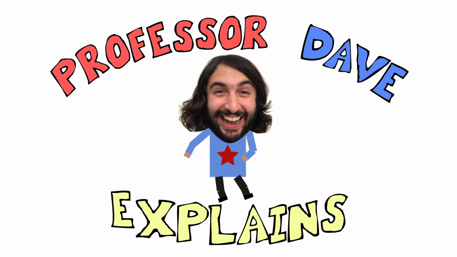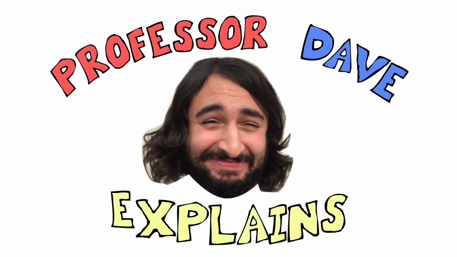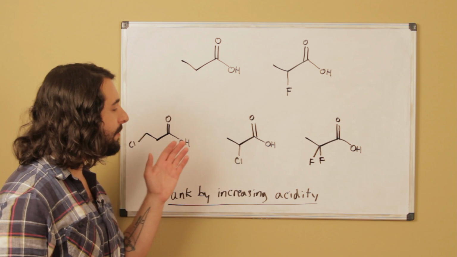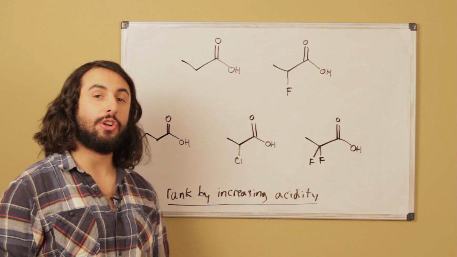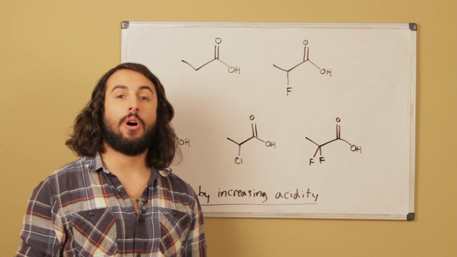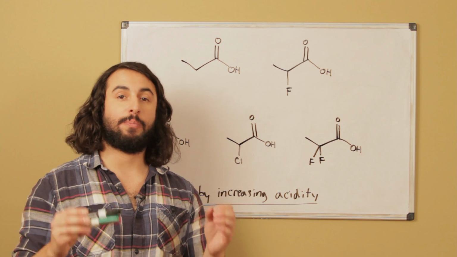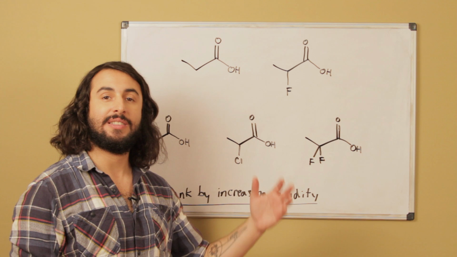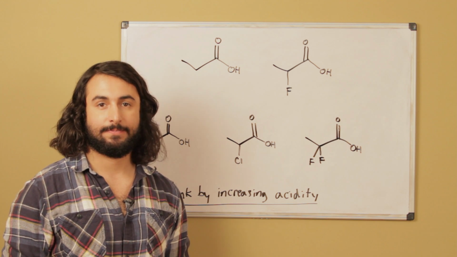For this problem, I've drawn a few different carboxylic acids, and we want to be able to rank them in terms of increasing acidity. So recall that acid strength is proportional to the stability of the conjugate base, and so go ahead and see if you can rank these properly.